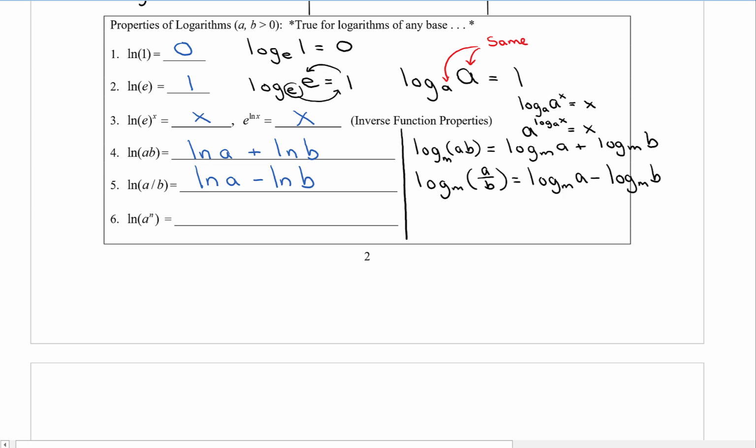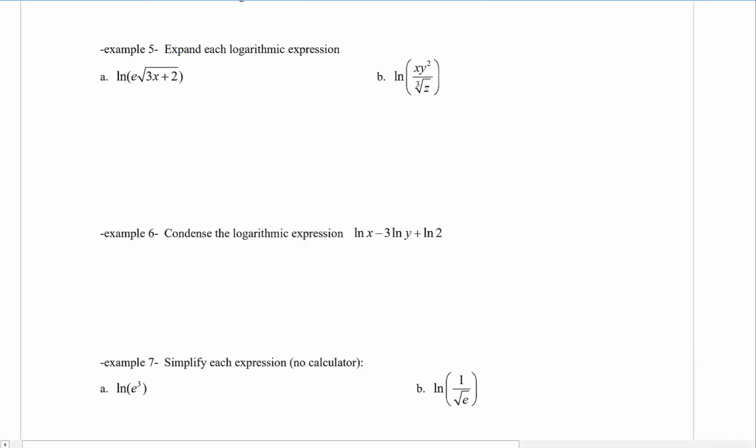Now, property number 6. This property states that the natural log of a raised to the n power will be equal to n times the natural log of a. And the general form of that is going to be the log base m of a raised to the nth power is going to be equal to n times the log base m of a. And that states that the exponent on the argument is the coefficient of the log. Example number 5, expand each logarithmic expression.